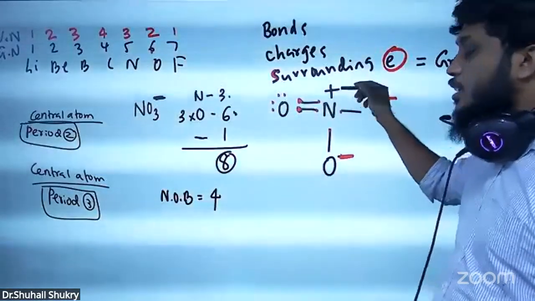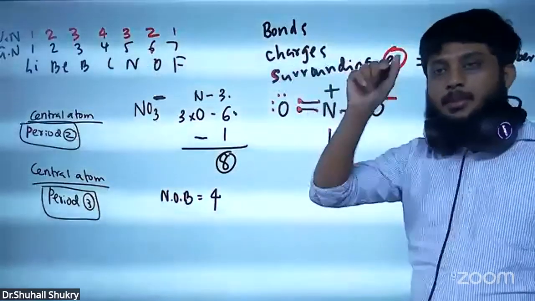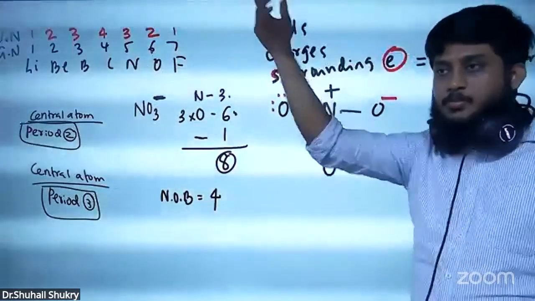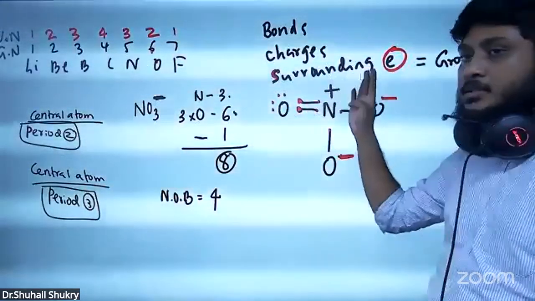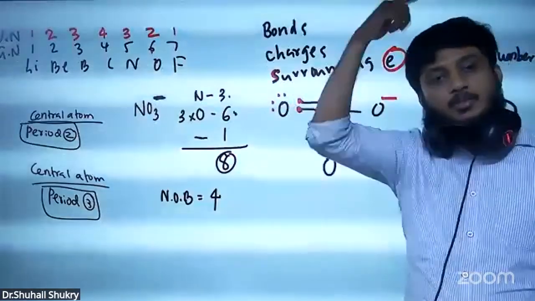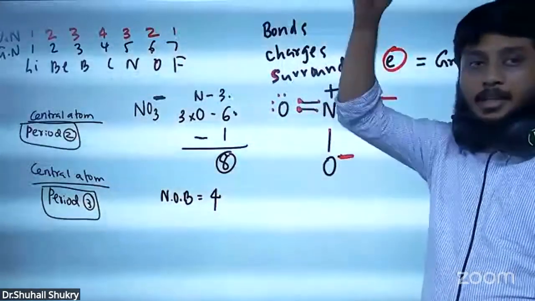Why have I put a plus charge? Plus charge means 1 electron has gone. So if 1 electron has gone, there should be 5 electrons, but now there are only 4 electrons. What do you mean by minus charge? Minus means they have taken an electron.